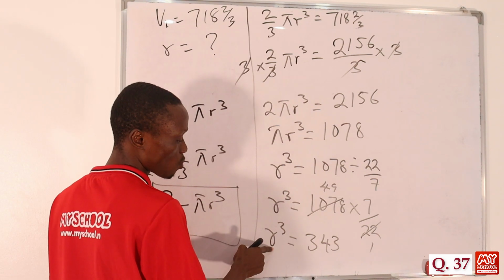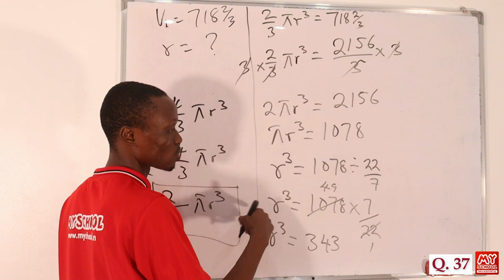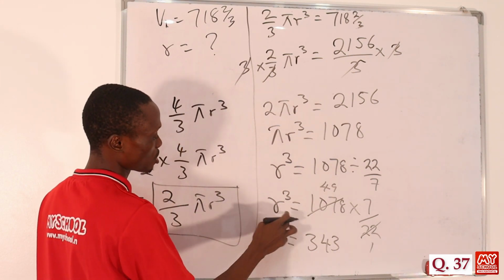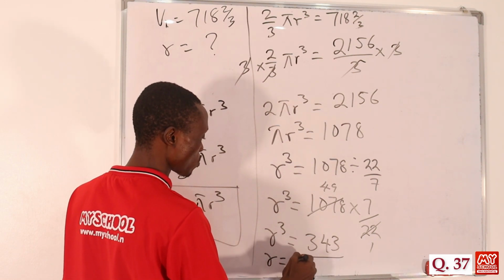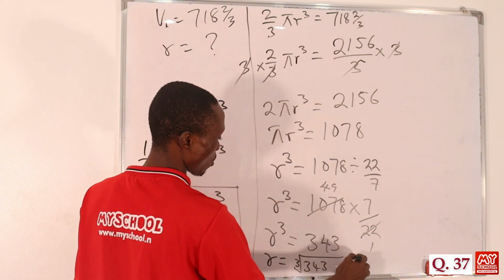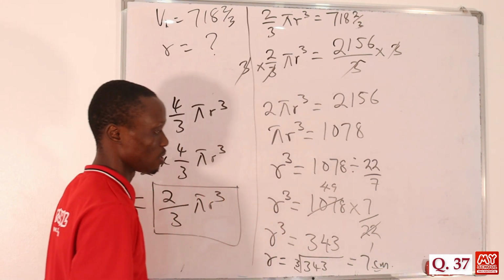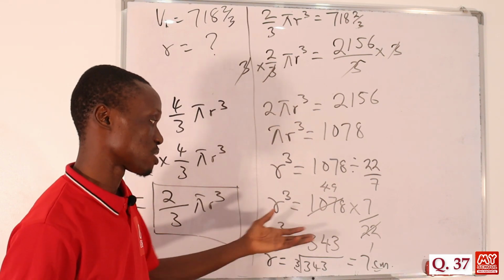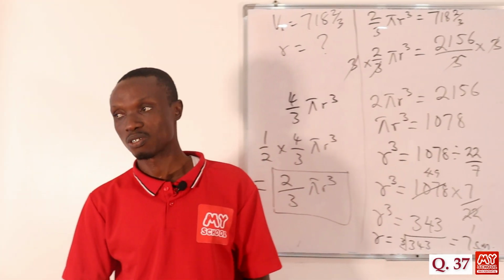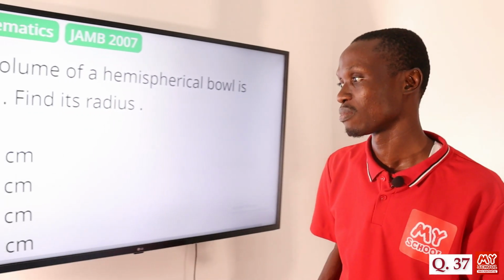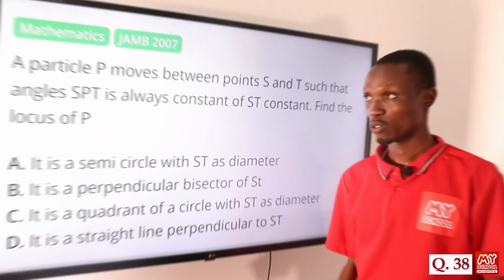Now remember that we are looking for the value of r, not r cube. So in order to kill off this cube, we have to take the cube root of both sides. If we take the cube root of r cube, that will be equals to r, and the cube root of 343 is equals to 7. So the radius of the hemispherical bowl is 7, that is 7 centimeter or 7.0 centimeter. Let's move over to the screen to pick the correct answer to this question, and that is option C, 7.0 centimeters.